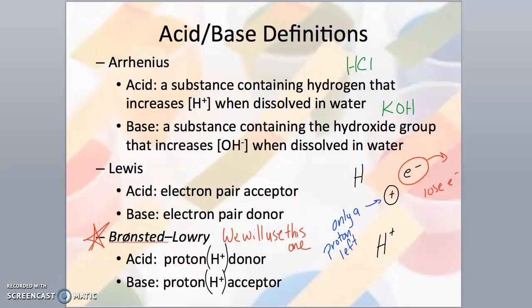The Arrhenius definition of an acid is a substance that increases the hydrogen ion concentration when dissolved in water, with the base increasing the hydroxide ion. This is a good definition, but it's limited, as you'll see in upcoming lectures. The Lewis definition involves tracking electron pairs during chemical reactions.